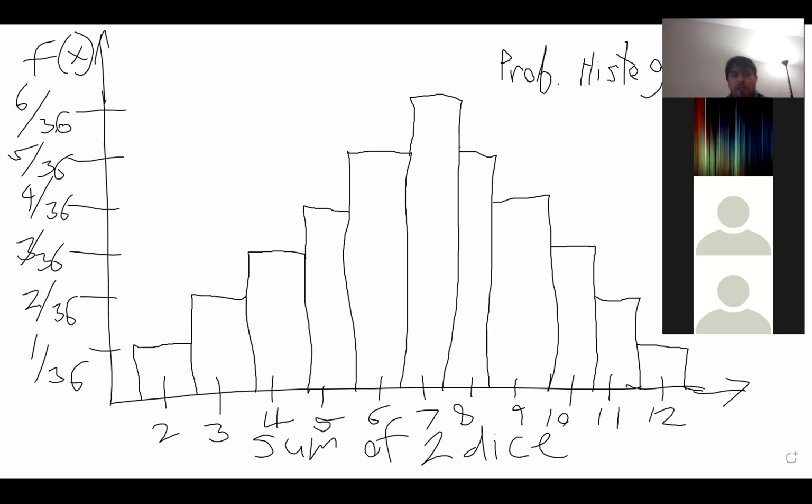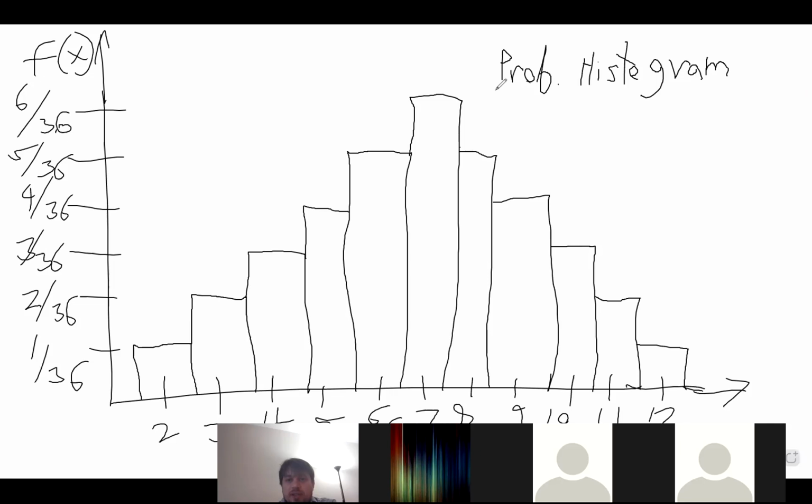Right. So any questions about a probability histogram? This is an example of a probability histogram. It looks like bars, so it looks like it might be a bar chart. But here, notice that this rectangle is centered at that number. Okay. So this is an example of a probability histogram.